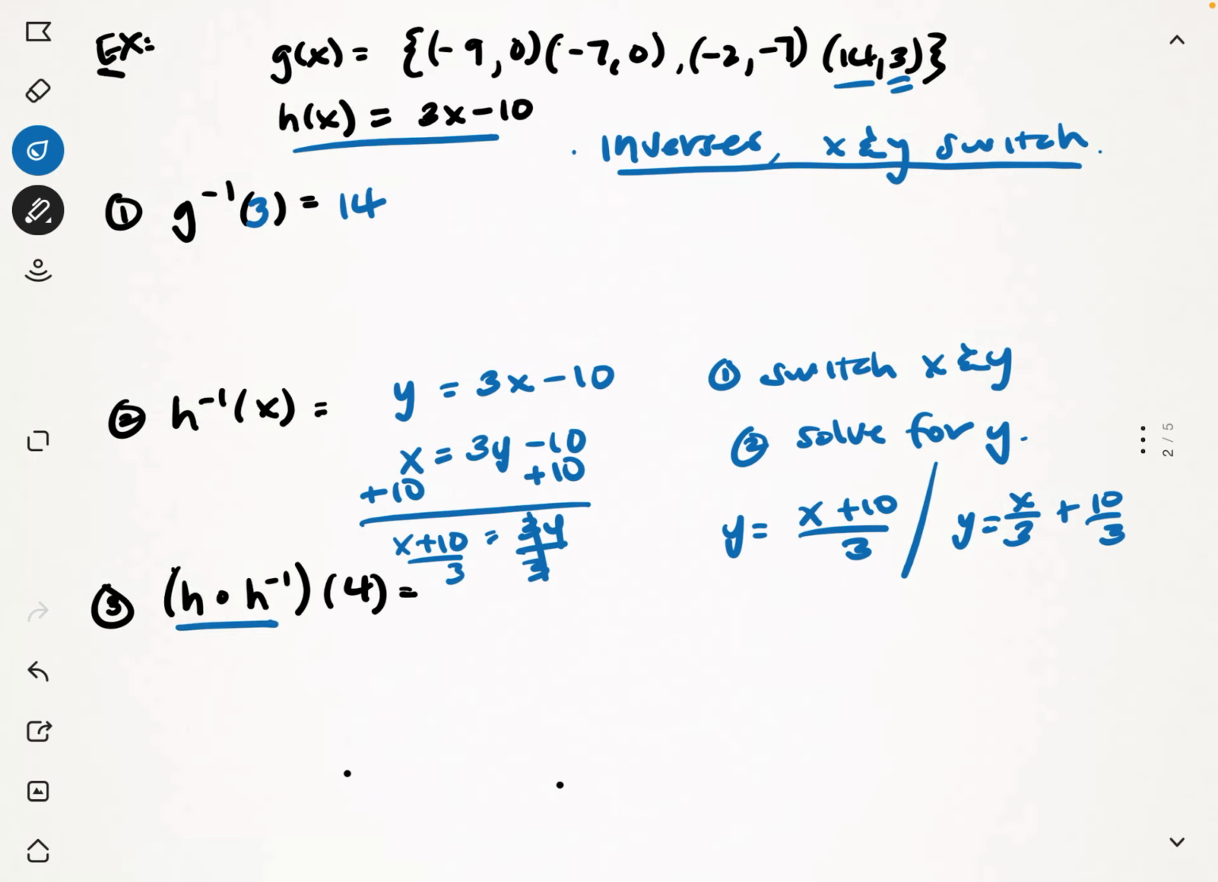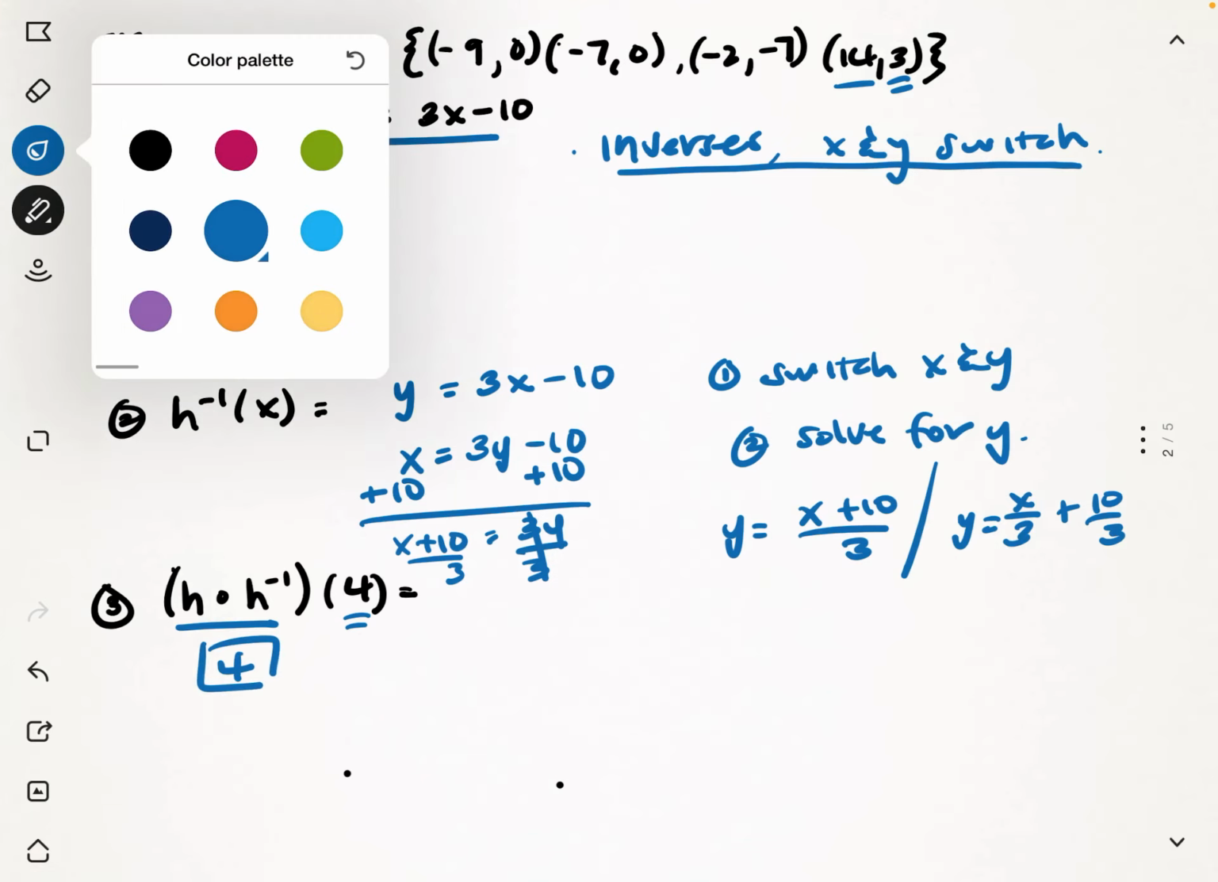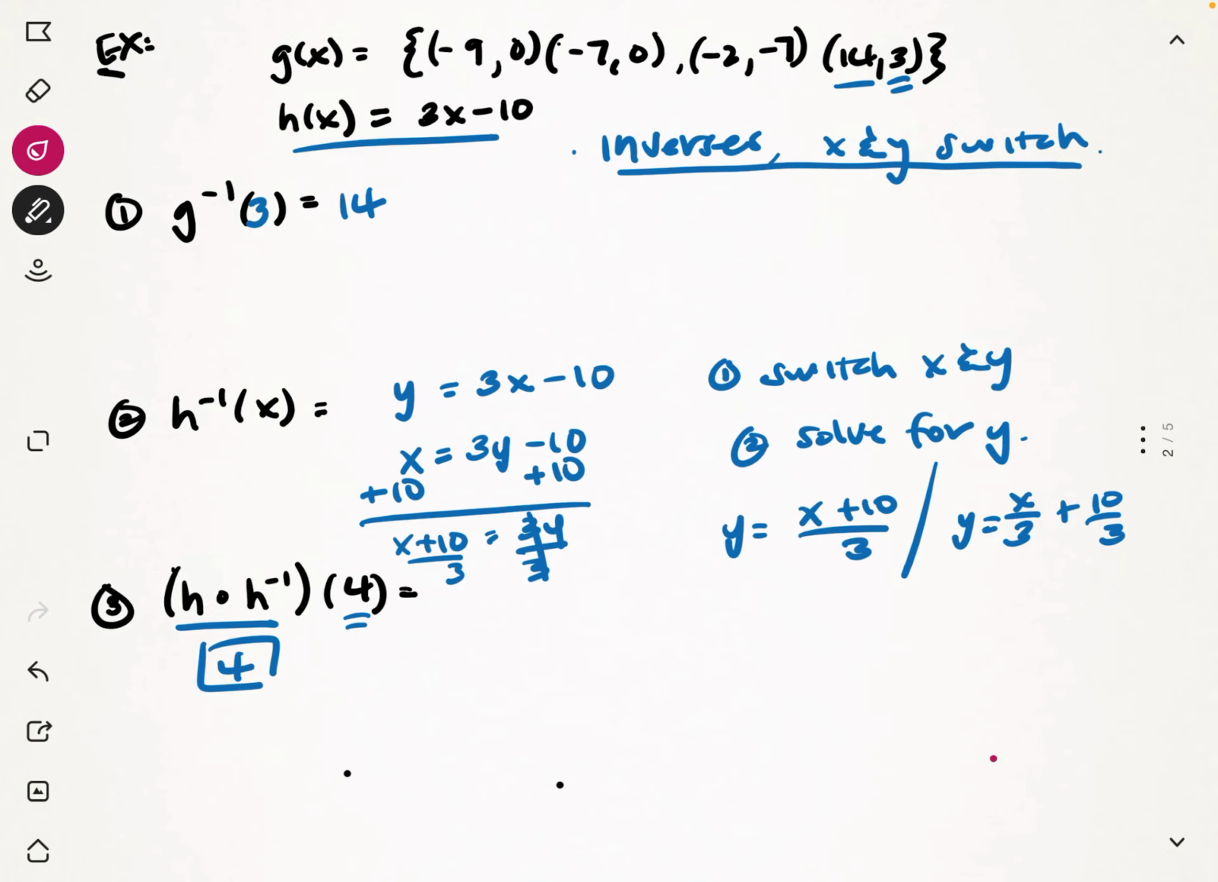Well, this whole thing, if our x is equal to 4, this whole thing has to be equal to 4, right? Because h and h inverse, we know they're inverses of each other already. So that thing should be equal to 4, but we can go ahead and check. You don't have to write this down if you don't want to.